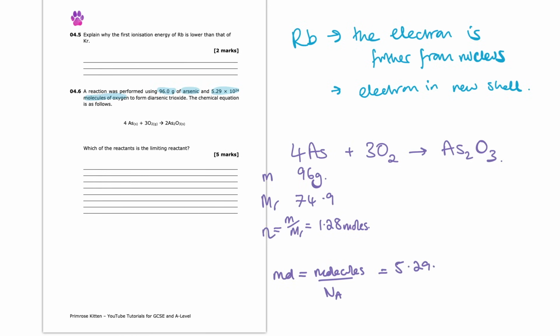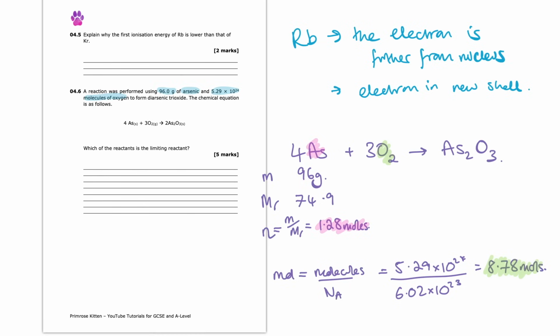So 5.29 times 10 to the 24 over 6.02 times 10 to the 23. So tapping that away into the calculator, I get 8.78 moles. So we've got all the information we need now. We know the amount of moles of the arsenic and we know the amount of moles of the oxygen.